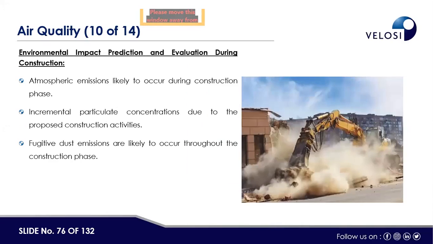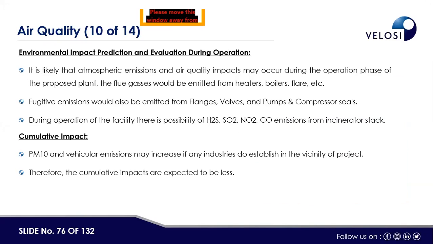Then we predict some environmental impacts and evaluate them during construction. As we mentioned, we have to consider the life cycle of the project. So during construction, we identify atmospheric emissions likely to occur during the construction phase, incremental particulate concentration due to the proposed construction activities, and fugitive emissions likely to occur throughout the construction phase. Then during the operation phase, it is likely that atmospheric emission and air quality impacts may occur during the operation phase of the proposed project.